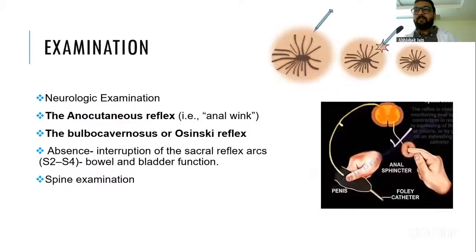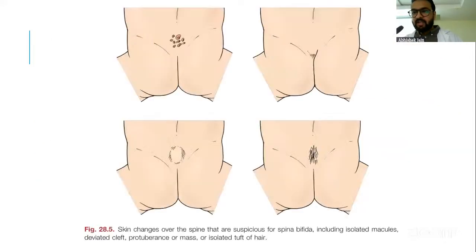For the neurological examination, in the anocutaneous reflex, by stroking the anus, the external anal sphincter is contracted. In the bulbocavernosus reflex, on squeezing the penis or pulling the Foley, the anal sphincter is contracted. The absence indicates that there is interruption of the sacral reflexes and bowel and bladder dysfunction. Then we should look at the spine.